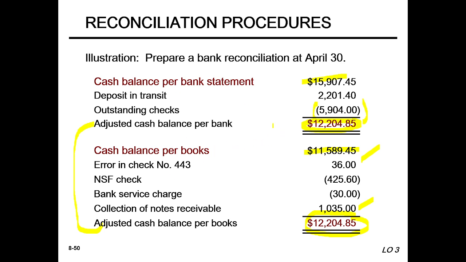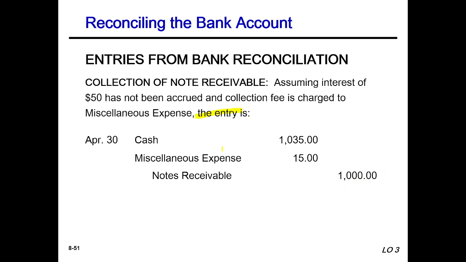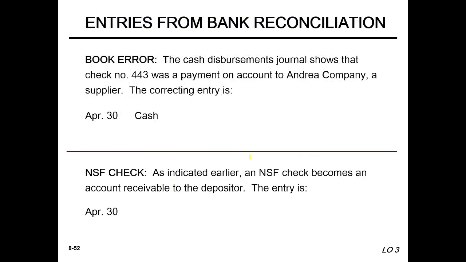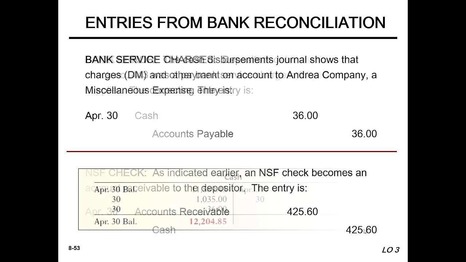So we can adjust our cash balance per bank and adjust our bank balance per book. So collected note receivable. Now we make an entry, that means an adjusting entry: cash and miscellaneous expenses debit, note receivable credit, and interest revenue credit. Okay, and NSF check, cash debit, accounts payable credit. This is the book error. Or NSF check, accounts receivable debit and cash credit.